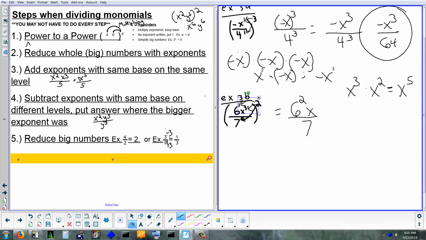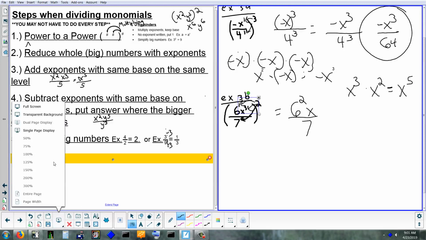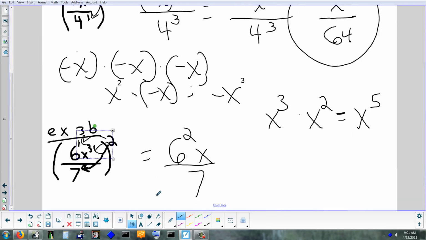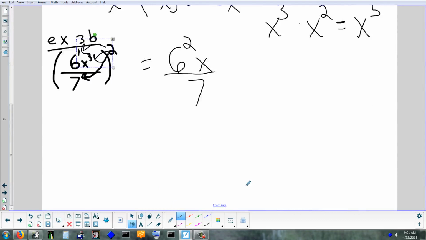Again, I'm bringing that 2 into both exponents that are there. The exponent of 1 that's with the 6, and the exponent of 3 that's with the x. So I just did my 2 times 1, which is 2. Then it'd be x to the 6, because 3 times 2 is 6.